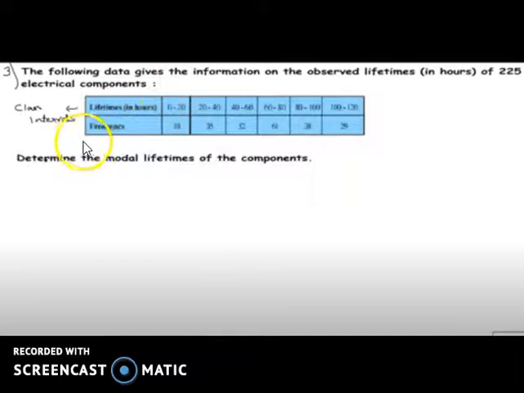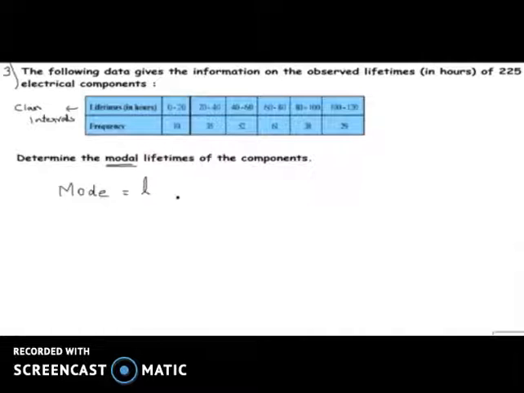Next question: the following data gives the information on observed times in hours of 225 electrical components. Class intervals are given here, 0 to 20, 20 to 40, 40 to 60, and so on. You have to determine the mode of the following. How will you find the mode? What is the formula of mode? Mode is equal to L plus (F1 minus F0) by (2 F1 minus F0 minus F2) into H. This is the formula.